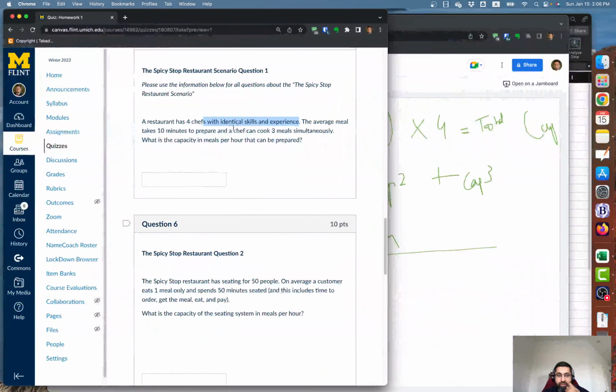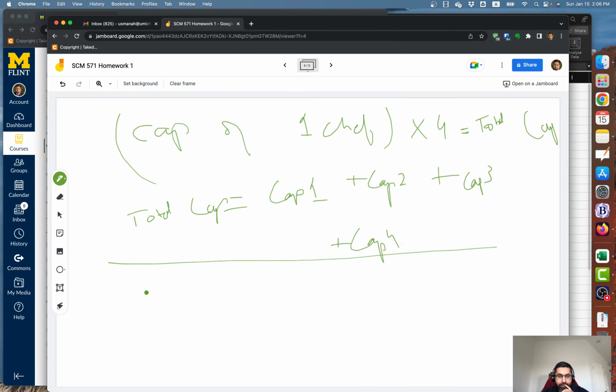So what does one chef do? They cook 3 meals, and I have to find everything in meals per hour, how many meals we can generate in 1 hour. So one chef cooks 3 meals simultaneously, and it takes 10 minutes. Okay, so it appears that cycle time is 10 minutes, right?